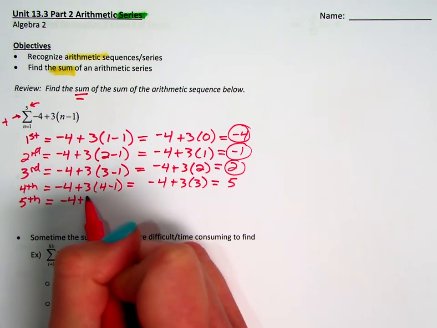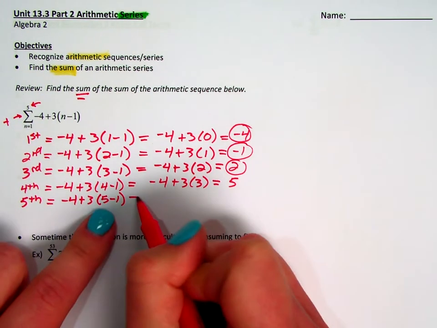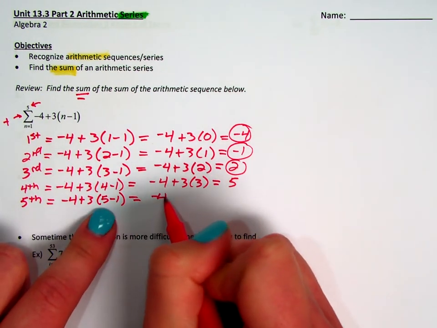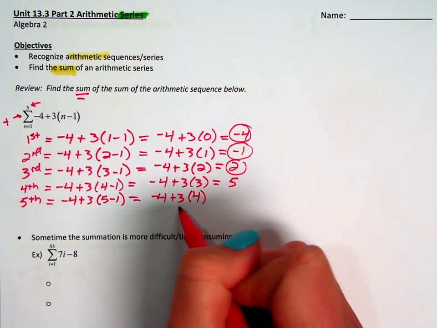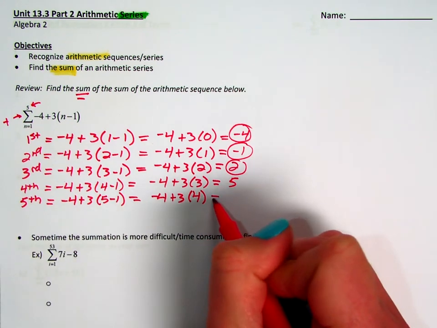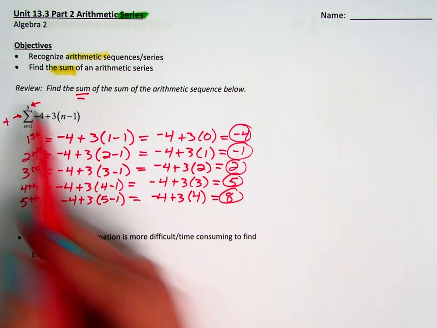So negative 4 plus 3, instead of n, we put 5 minus 1. So we can simplify what's in the parentheses. So negative 4 plus 3, instead of 5 minus 1, it is 4. 3 times 4 is 12, minus 4 would be 8. So these are my first 5 terms. I found 1 through 5.